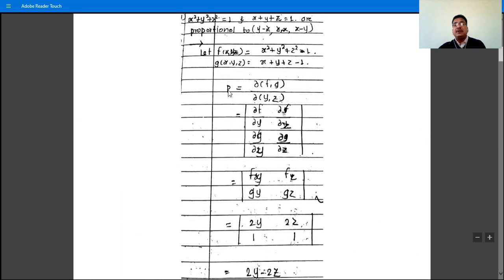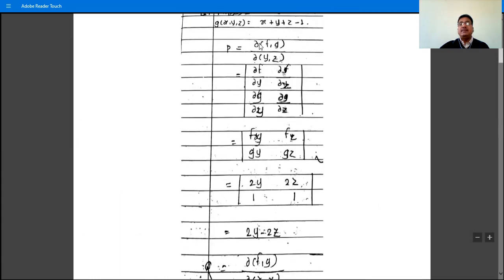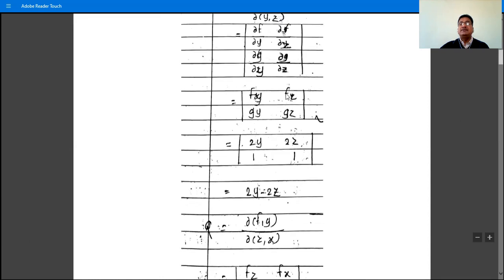And then what is the formula for capital P? It is ∂(f,g)/∂(y,z), which means the determinant with rows ∂f/∂y, ∂f/∂z and ∂g/∂y, ∂g/∂z. So this is the Jacobian. ∂f/∂y means fy, ∂f/∂z means fz, ∂g/∂y means gy, and this is gz.